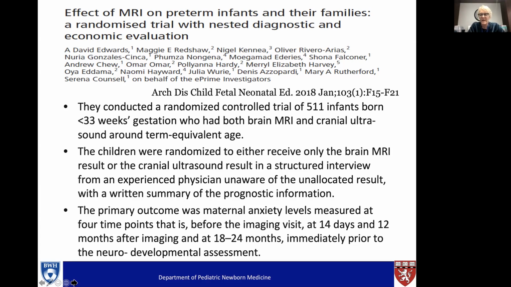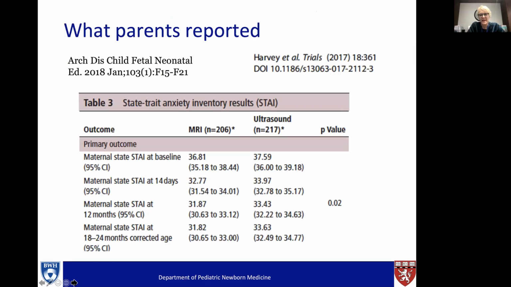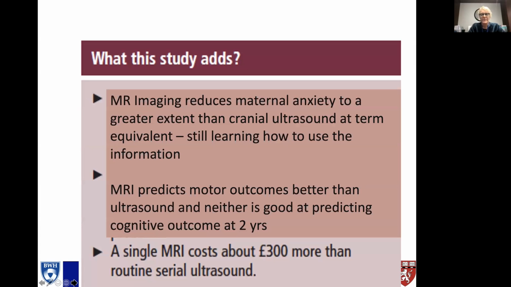And the primary outcome was maternal anxiety, with the premise that MR may elevate maternal anxiety. And what did they find? They actually found that maternal anxiety did not go up after the MRI, but actually went down to a greater extent, and that certainly at 12 months it remained lower in the infants whose parents had received information on the MRI.